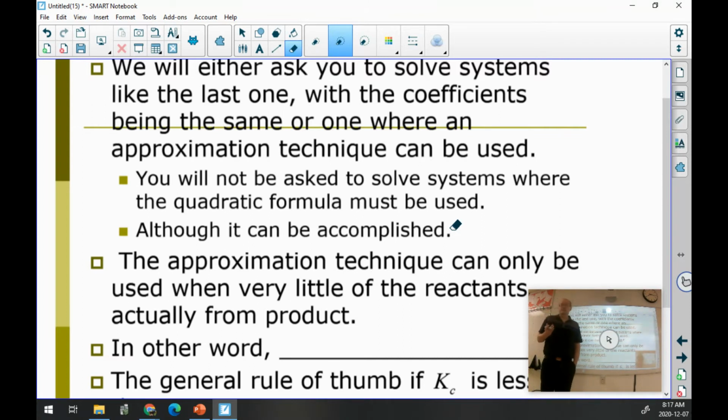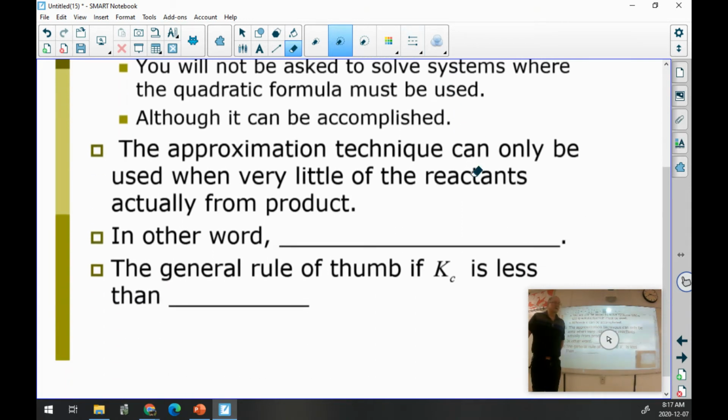But for our purposes in high school, we're going to use an approximation method. Now, this approximation method works when very little of the reactants become products.